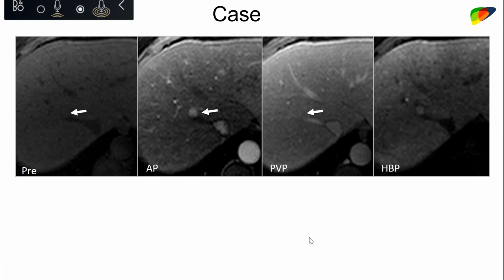Yeah, it would not change our management in terms of what we would decide to do. If we had a 20 millimeter nodule that we thought was an HCC, we would treat it the same regardless of whether or not it was hyperintense in the hepatobiliary phase.